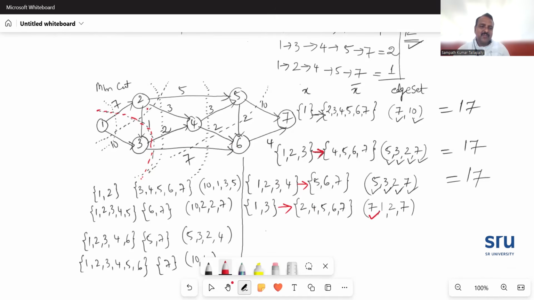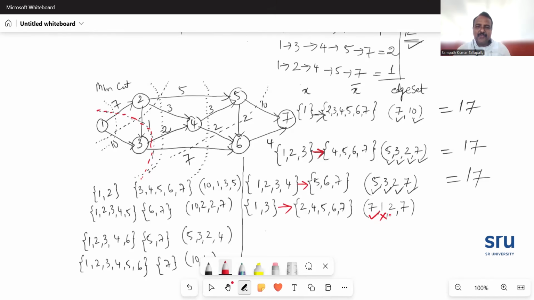Now 1. 1 is from 2 to 3. See here now. 2 is in this set and my 3 is in this set. So now this direction is changing, right? Whenever there is an edge from x bar to x, we are not going to consider that edge. So we are going to avoid that one now.